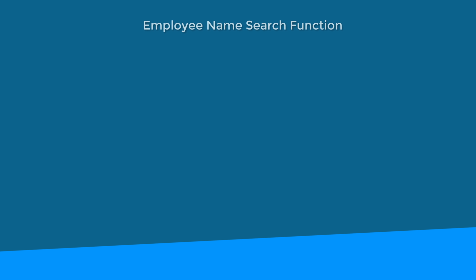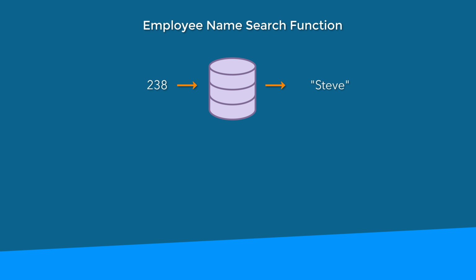Let me give you a scenario. Let's say you're writing an employee name search function that takes an employee ID number and goes into your employee database and looks for that employee's name and returns it as a string. That employee may or may not exist. If it exists, you return the employee name, but if he or she does not exist, then you need to be able to return nothing. In Swift, nothing is represented by the keyword nil.